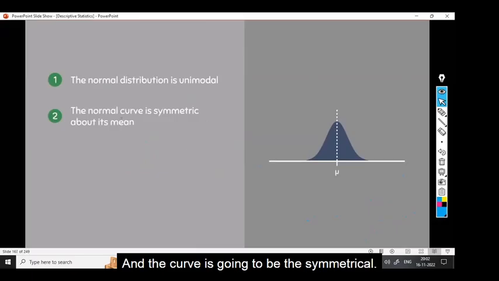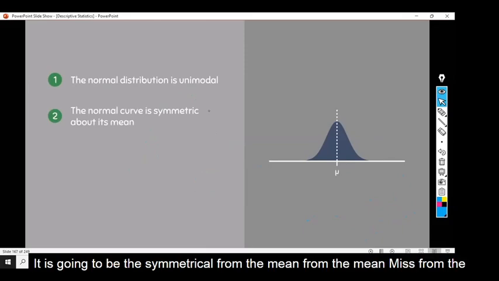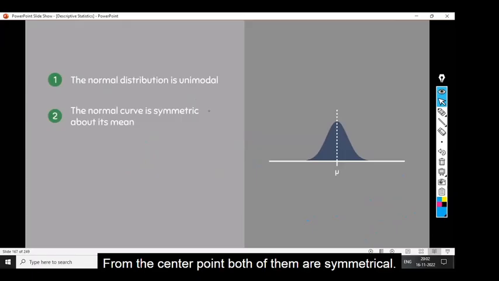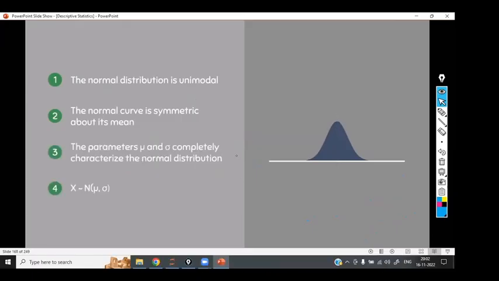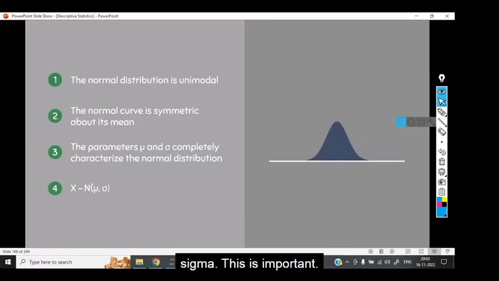And the curve is going to be symmetrical. It is going to be symmetrical from the mean. From the mean means from the center. From the center point, both sides are symmetrical. Now, the particular normal distribution is characterized based on mu and sigma. This is important.